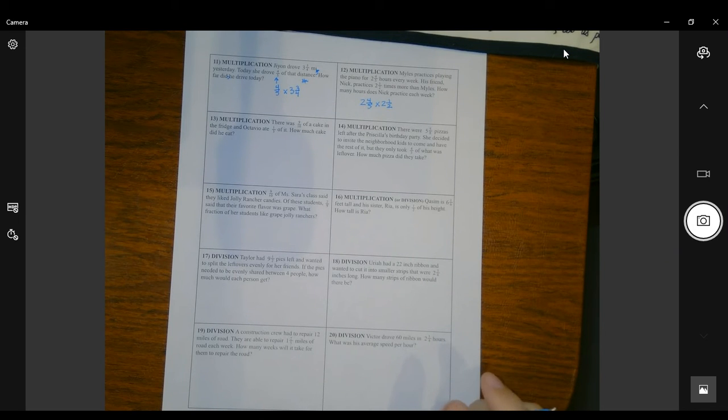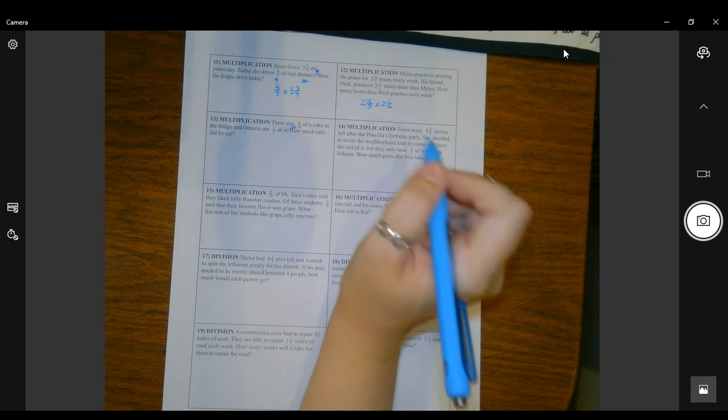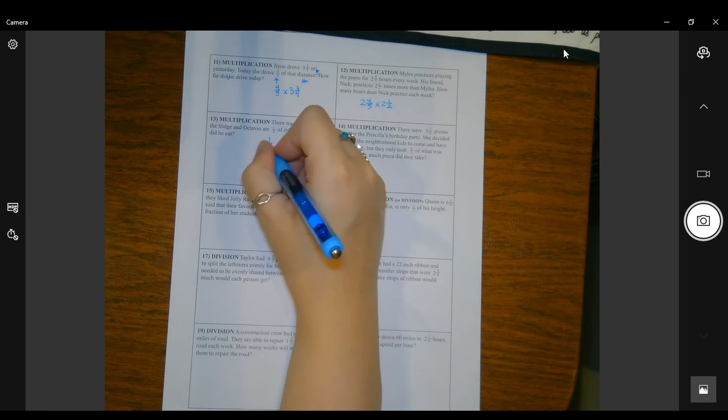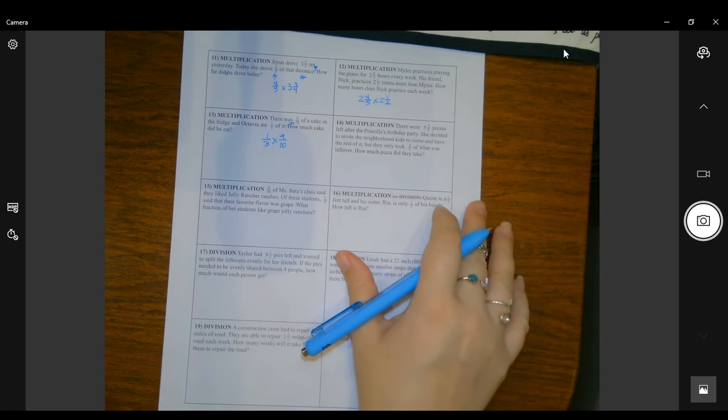Okay, for our next one, it says there was 9/10 of a cake in the fridge, and Octavio ate 1/3 of it. How much cake did he eat? Well, 1/3 of it. 1/3 of what? The 9/10 of the cake that was left. So 1/3 times the 9/10 of the cake that was left.